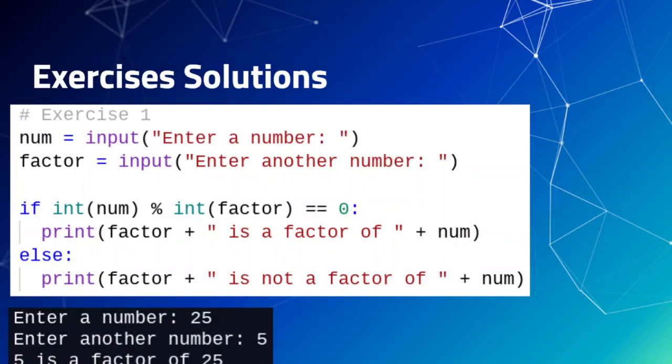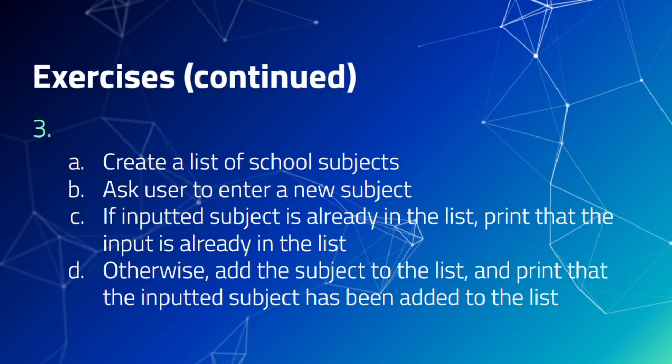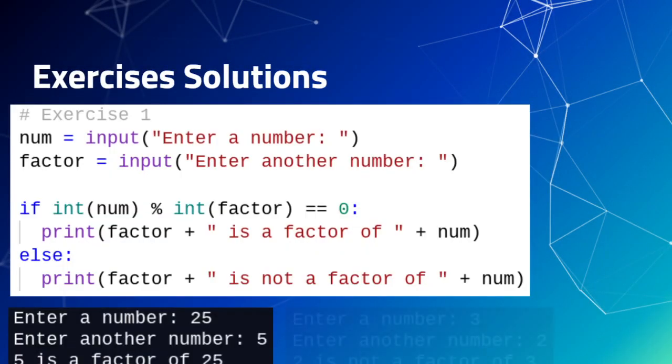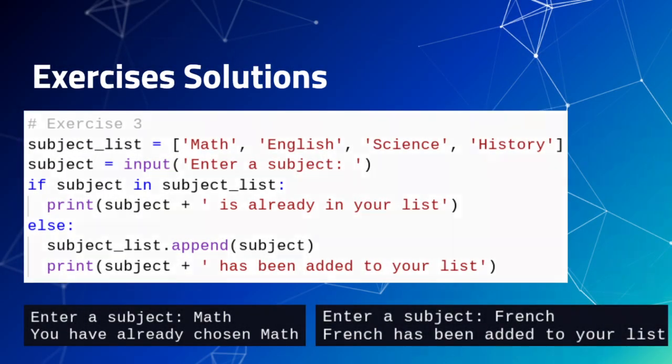Okay, third exercise. Create a list of school subjects. Ask the user to enter a new subject, and if the inputted subject is already in the list, print that whatever you entered is already in the list. Otherwise, add the subject to the list and print that the inputted subject has been added to the list. So this sounds like a pretty big project. You can pause it and give it a go. We'll go over the solution now.